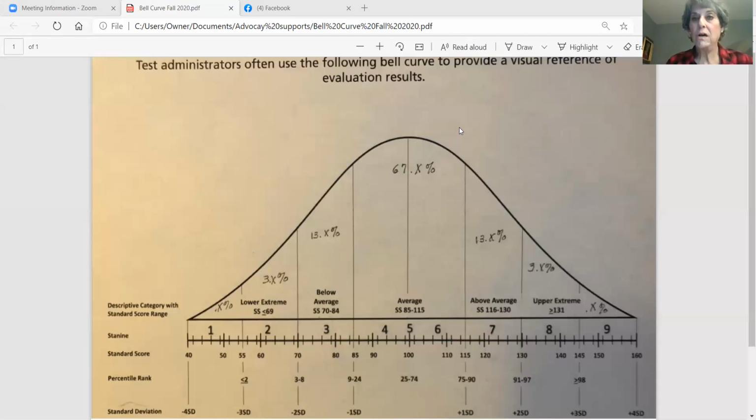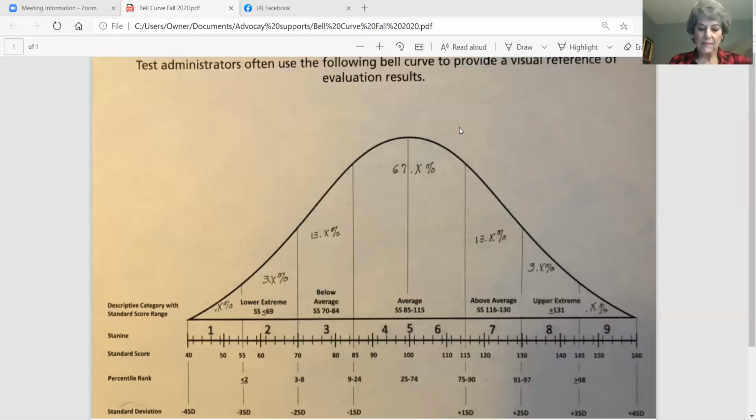Some students are also evaluated in their daily living skills. And that's just how well they can take care of themselves, or they can perform domestic skills, how well they can be independent in doing some things or all things or no things.